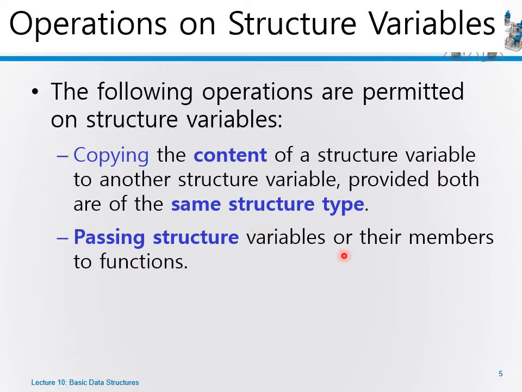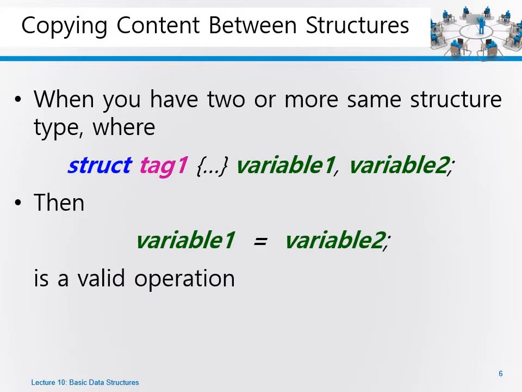Then passing structure variables or the members to a function. You can pass the variables or the members by using a function. Copying content between structures, that you can also do, when you have two or more of the same structure type. Where structure tag 1 has the members, and they have variable 1 and variable 2, then they can be made equivalent: variable 1 equal to variable 2. So these are the valid operations.